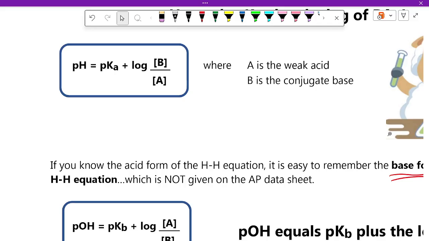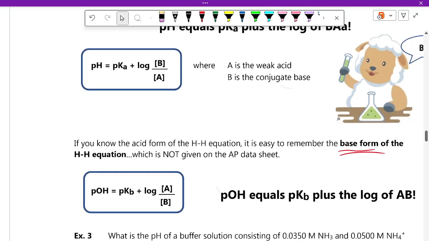Why does it only work for buffers? Because the concentrations of the acid and the base are relatively large, so we can ignore the change X, right? Because this would normally be B minus X and A plus X, right? But we don't have to worry about that because those are relatively large concentrations because it is a buffer. So we can just get rid of those X terms. Yeah? So it allows us to make that assumption, which then reduces this to a very simple formula. Okay.